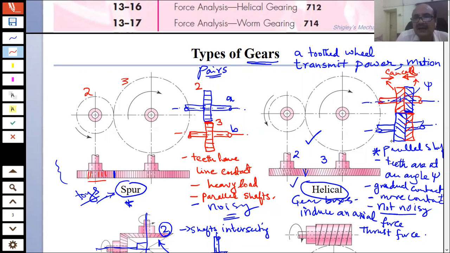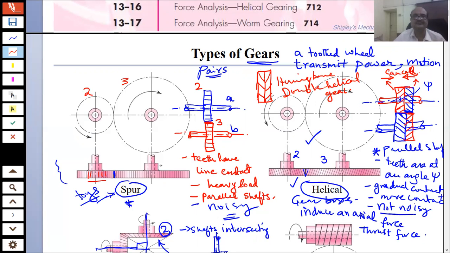Now, this gear, if it is manufactured in one piece, is also known as a double helical gear or a herringbone. So if this is a gear that has teeth like this, we will call this a herringbone or a double helical gear.